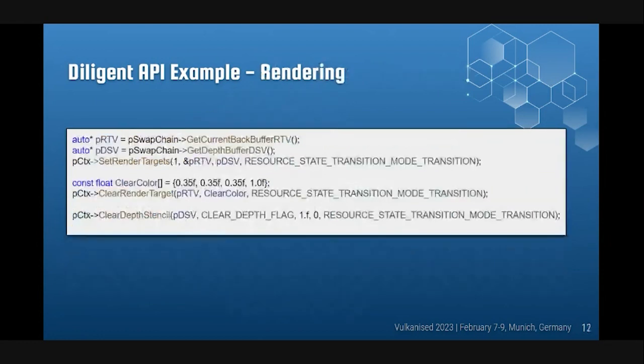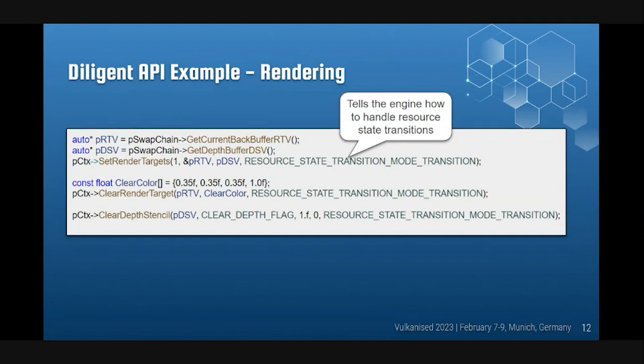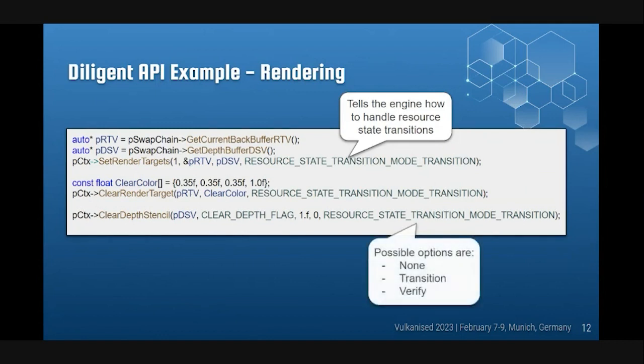And again, they are accessed by name. On this slide, we set the render targets and clear them. And again, nothing extraordinary here except for the special parameter: every command that may require some state transitions takes a special flag that tells the engine what to do in this case. And there are 3 options. So the engine can do no state transitions. It can automatically perform any required barriers or say layout transitions, or it can just verify them.